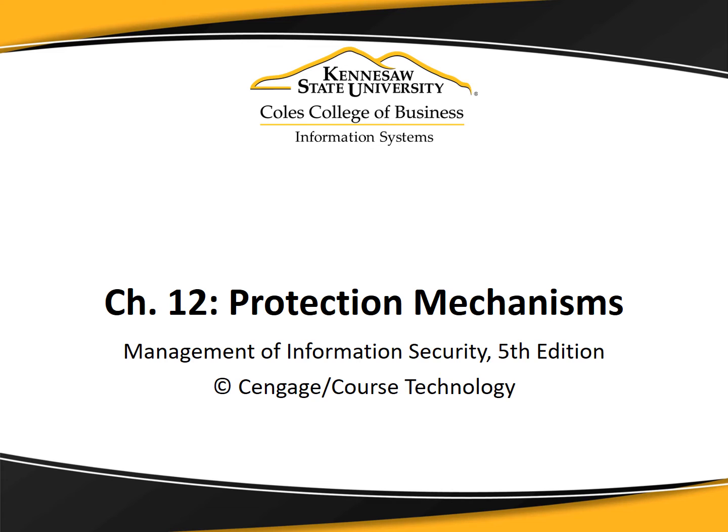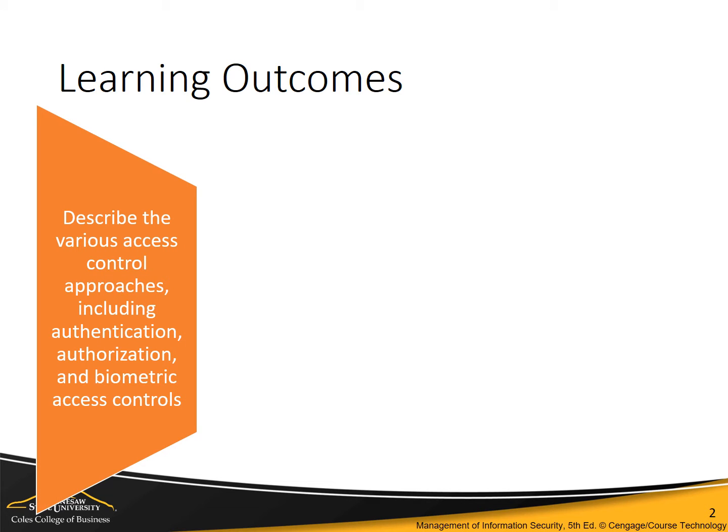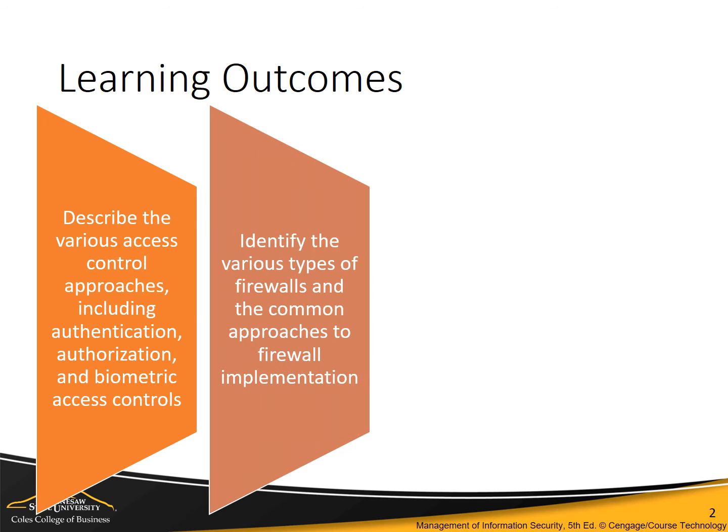This is Chapter 12, Protection Mechanisms. The learning outcomes include: describe the various access control approaches, including authentication, authorization, and biometric access controls.